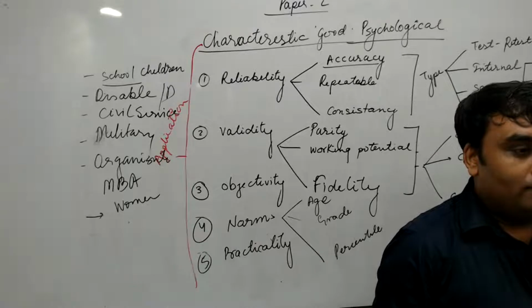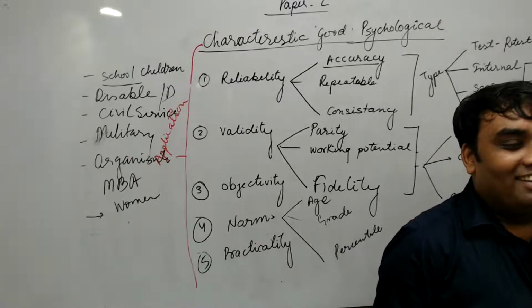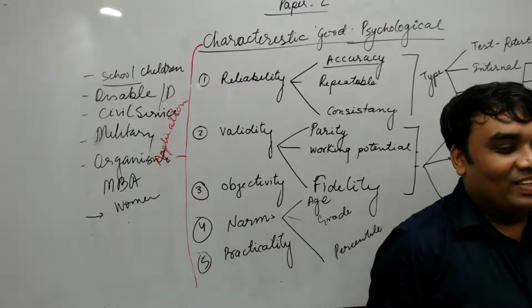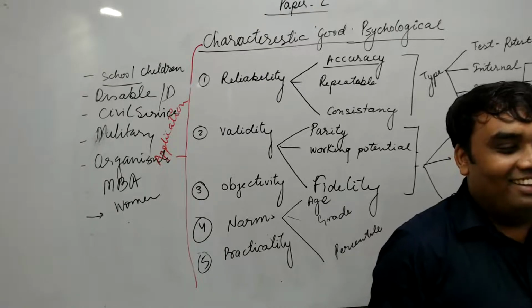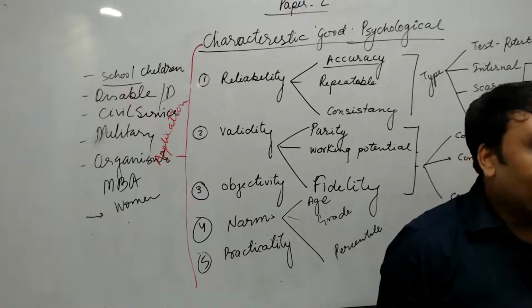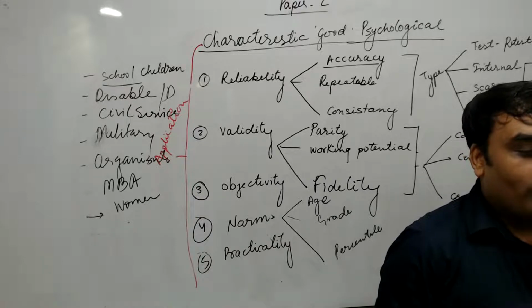So it is already there: objectives, subjectives, and then interview. See, that is there for aptitude. They are also checking aptitude. Getting my points?